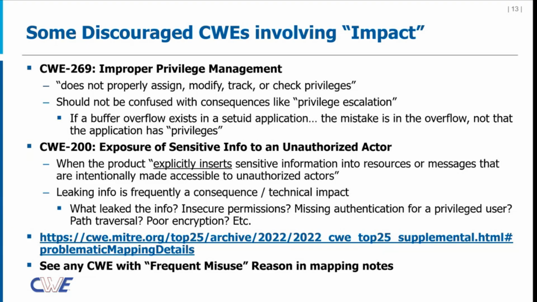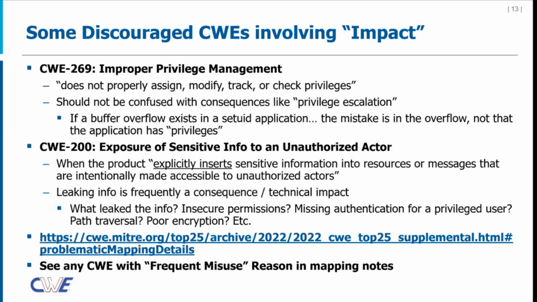But, you know, we're all familiar with information leaks, information disclosure, and so on. And so this CWE 200 is often used when someone is really talking about what the technical impact is of a particular vulnerability. In doing your root cause analysis thinking, the real question to ask is, what weakness or what mistake caused the information to be leaked in the first place?